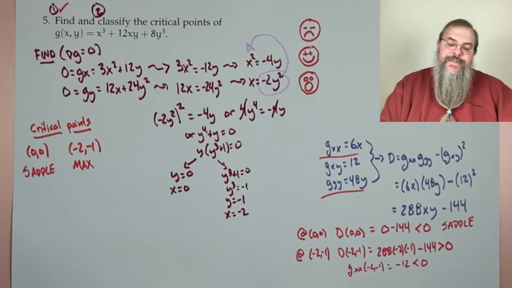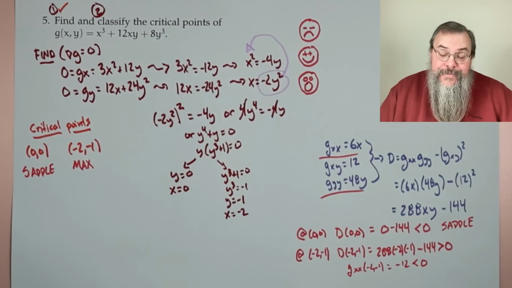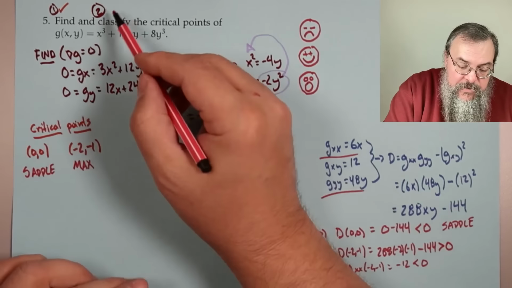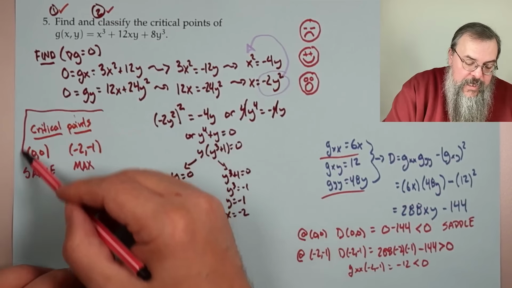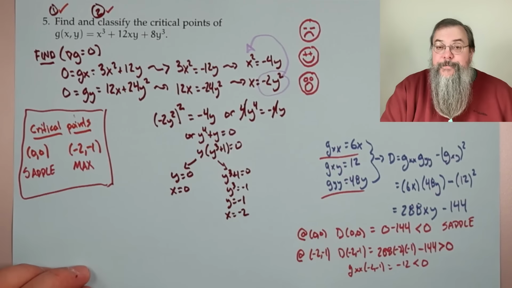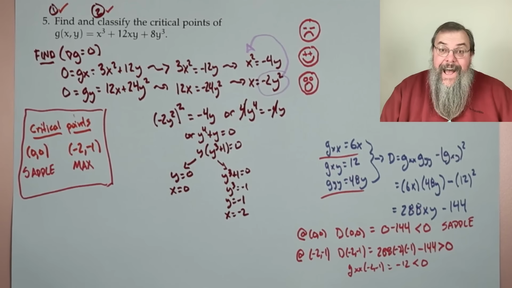But good news, we do know our second derivative here is negative. It is a max. And so that finishes the classification, and so we finish the problem. We have found, and we have classified. Life is wonderful. Good.